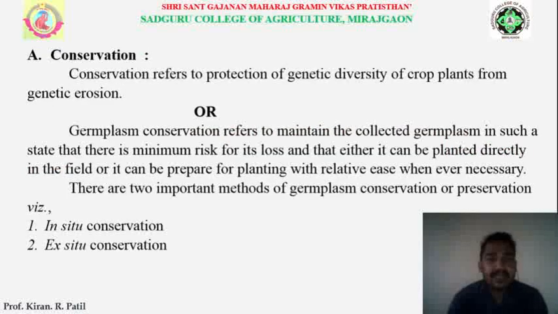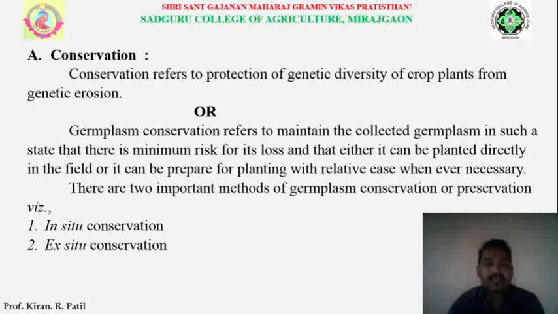The next activity is conservation. It is a very important activity because, as we know the importance of germplasm, we have to conserve it. Conservation refers to the protection of genetic diversity of crop plants from genetic erosion. In an evolution process, or due to the interference of human beings, genetic erosion occurs, and again, if the farmer applies some agronomically faulty practices, the characters vanish or genetic erosion occurs. So to avoid it, we have to conserve the germplasm.